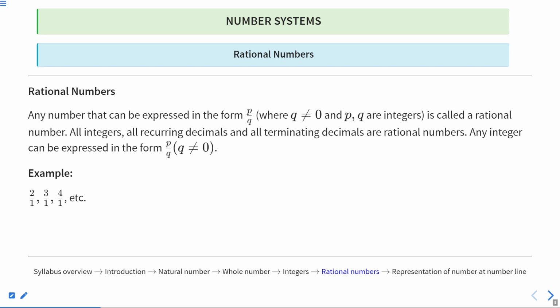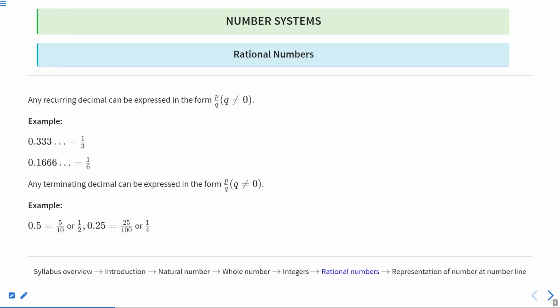Any integer can be expressed in the form p over q, where q does not equal 0. That is why all integers are rational numbers. For example, 2 by 1, 3 by 1, 4 by 1, etc. are rational numbers. Now any recurring decimal can be expressed in the form p over q. For example, 0.333... is a recurring decimal expansion, and we can write 0.333... is equal to 1 by 3.